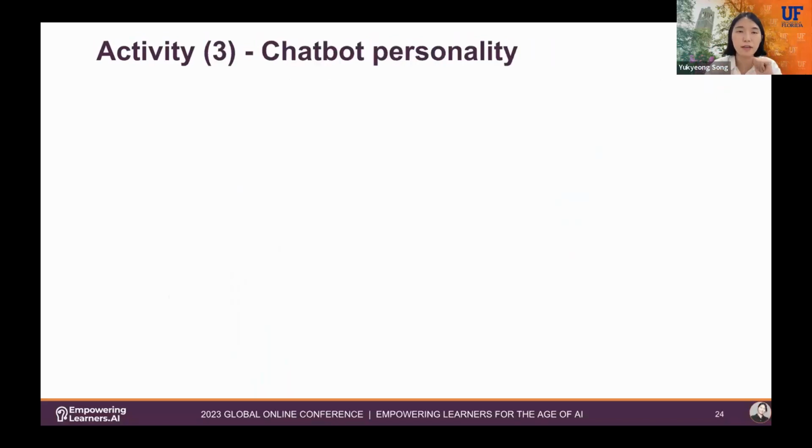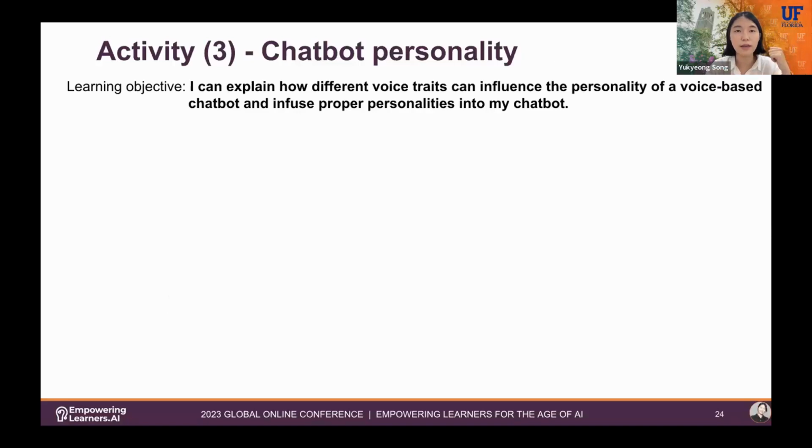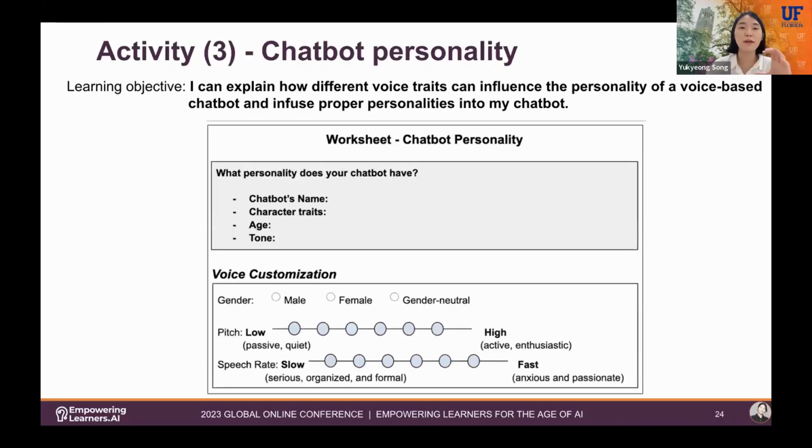And we have a third example, chatbot personality. We want students to express some of those personalities of chatbots and infuse those personalities into the chatbots. So we gave out this worksheet. Students would write their chatbot's personality, like age and tone, so that they can have some persona for the chatbot. And they wrote their voice customization. So they put gender, pitch, and speech rate. After that, based on the worksheet, they would act out their chatbot personality.